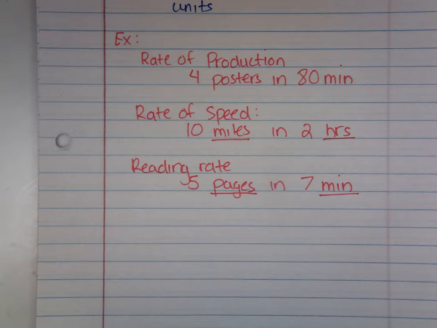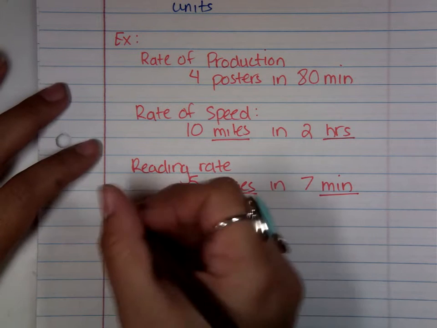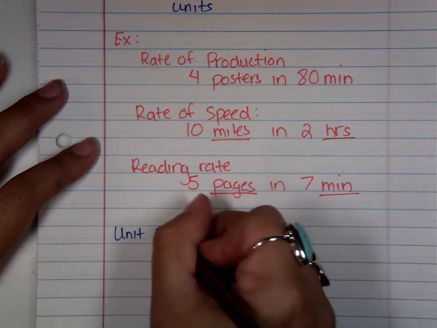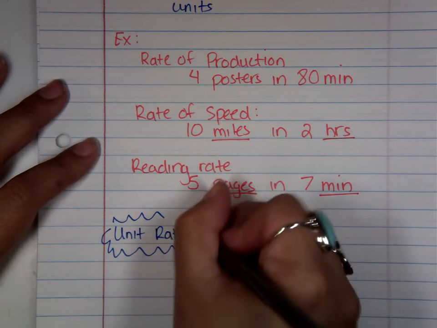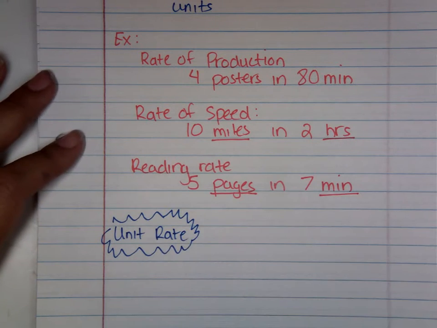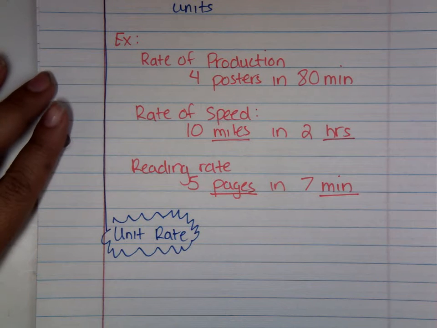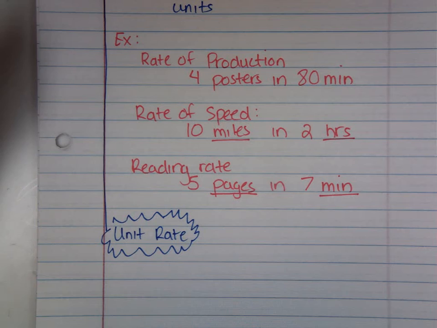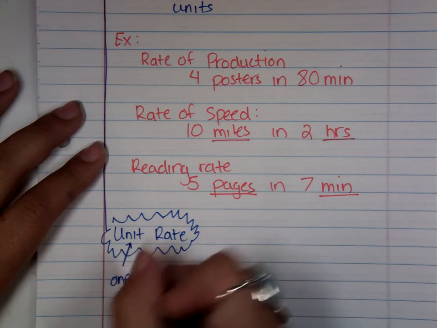So, when we talk about rate, there's something else that we also have to talk about, and it's called a unit rate. Unit rate. Okay? So, rate and unit rate, these are our 2 definitions. And unit just means one single. It means one single.